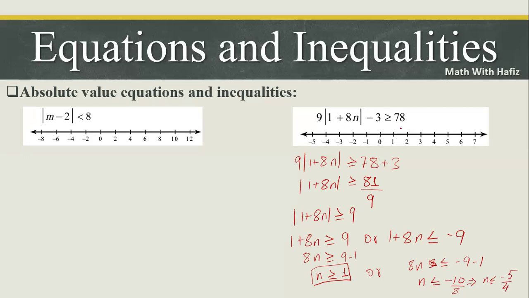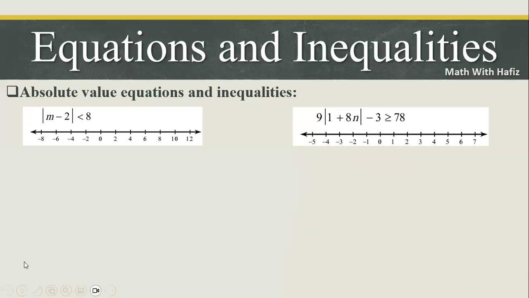So in this case, it starts from positive 1, where 1 is included because it's an equal sign, and then it goes all the way to negative 1.25, which is here, let's say. So all the values between 1 and negative 1.5 are included. I hope this chapter is clear for all of you. If you want to do more practice or you have any question, you can ask in the comment section.